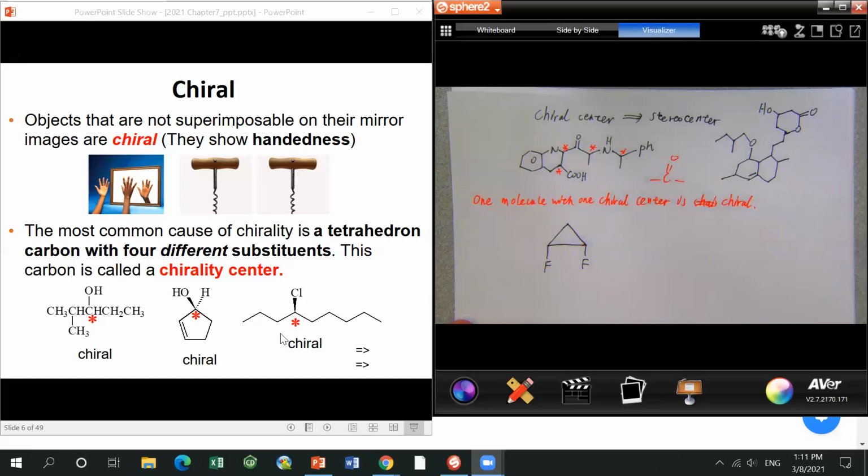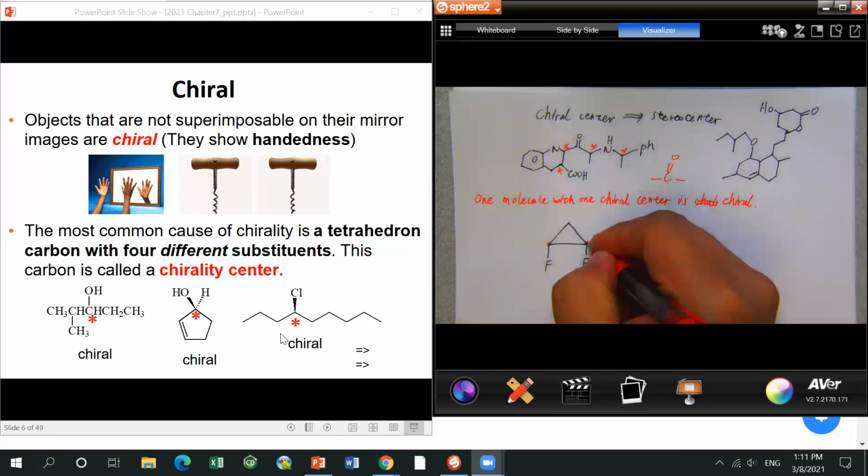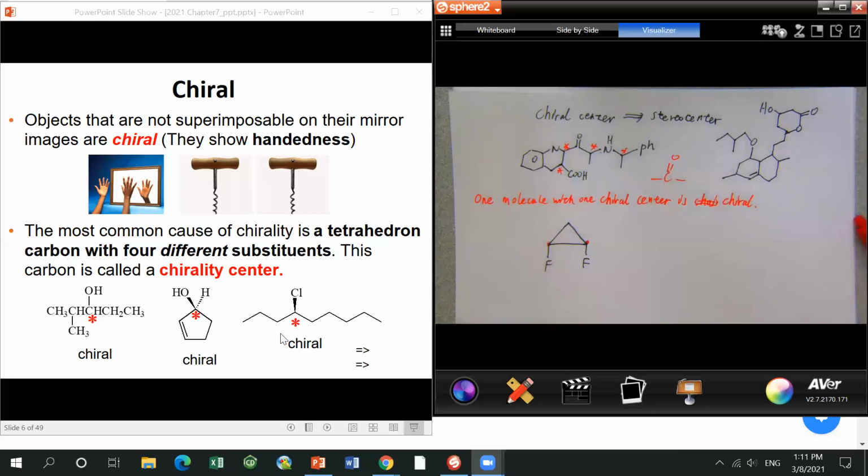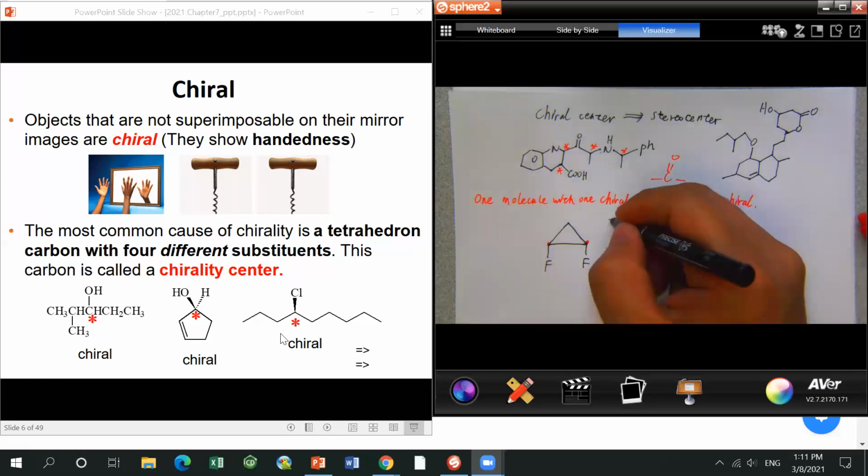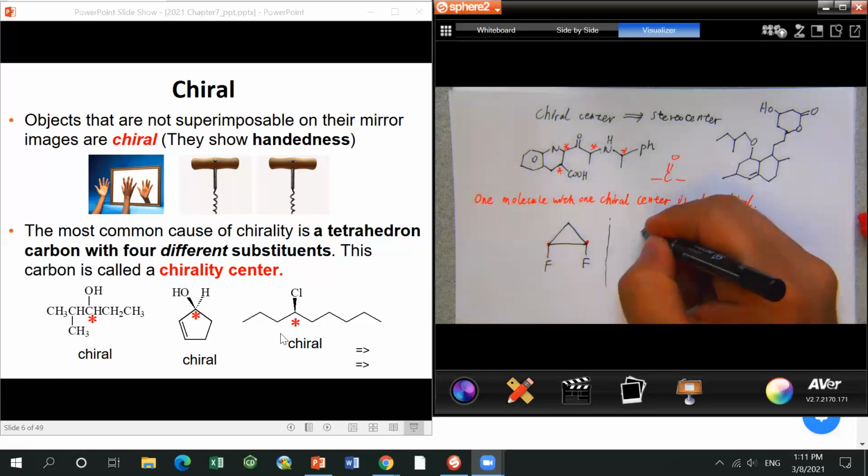For example, this molecule, which is relatively easy. Can anyone label the two chiral centers for this molecule? That's right, pretty good. Here are the two chiral centers. This molecule has two chiral centers, and if we draw its mirror image, it should look like this.